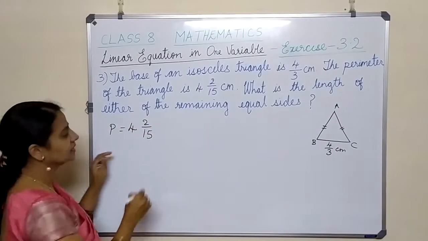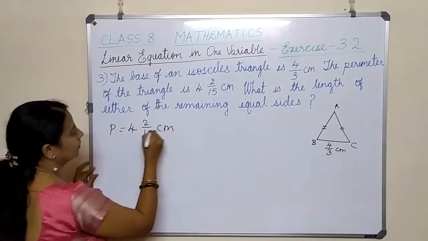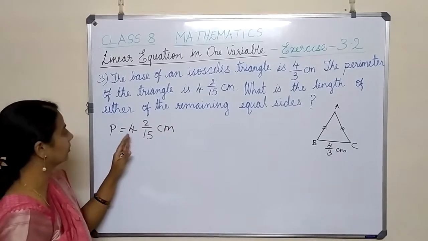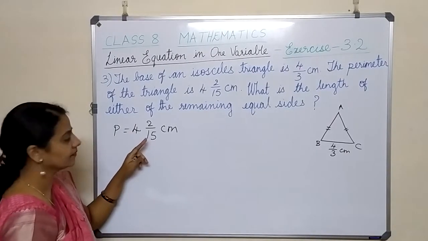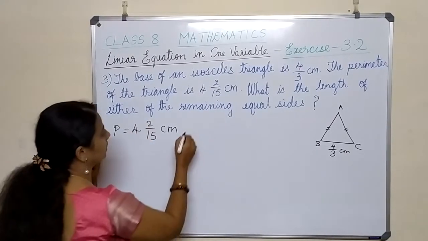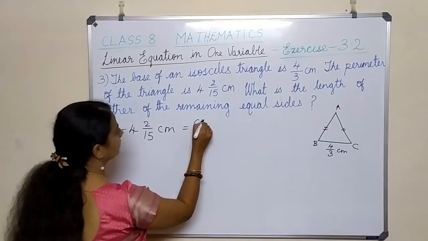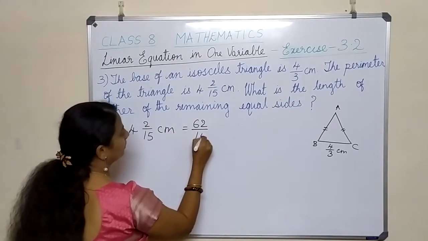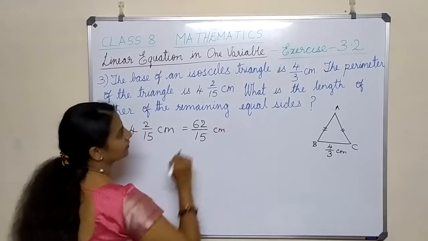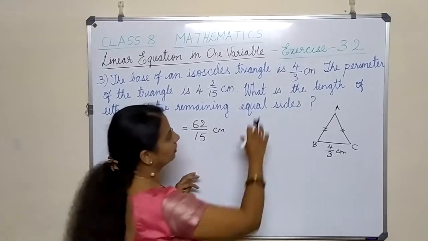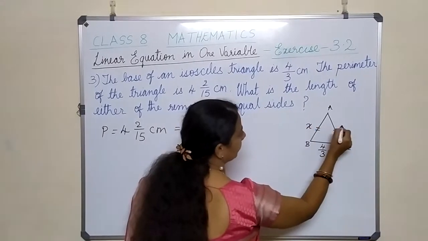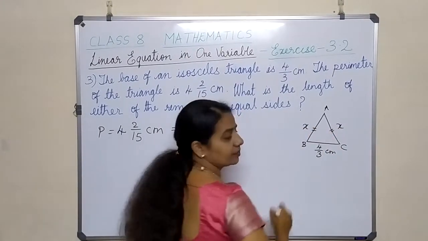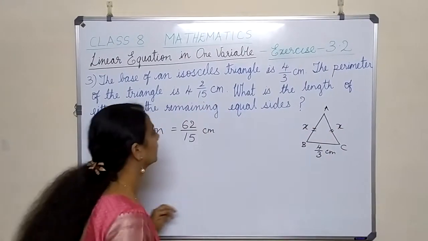Shall we convert this into an improper fraction because it's in mixed fraction? So 4 into 15 is 60. 60 plus 2 is 62. So this is equal to 62 by 15 centimeters. Now we have to find out the length of either of the remaining sides. So I'm going to take this as x. Both are x because they are equal.